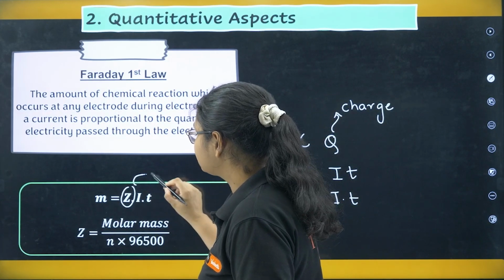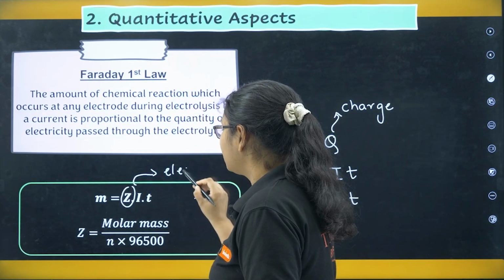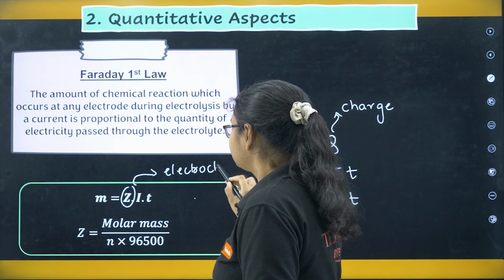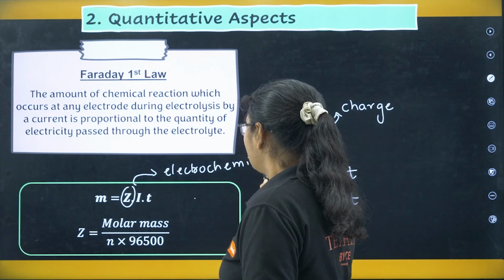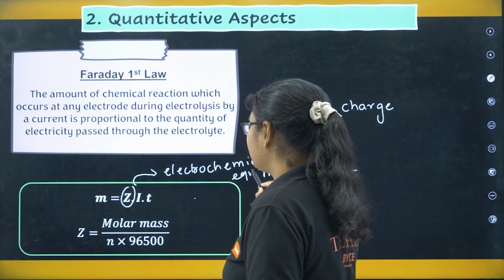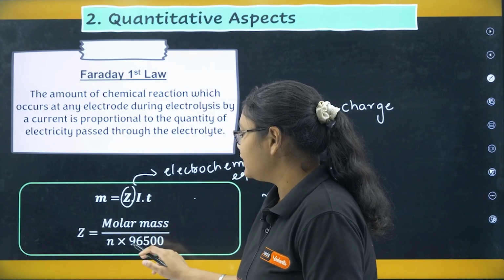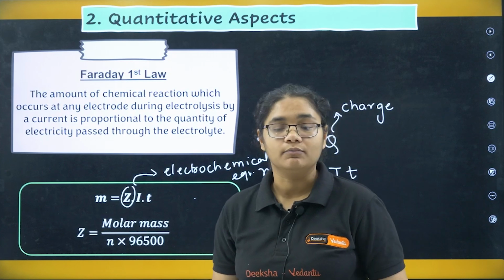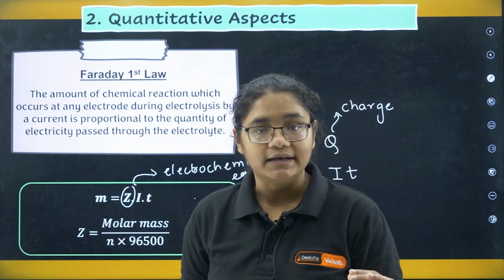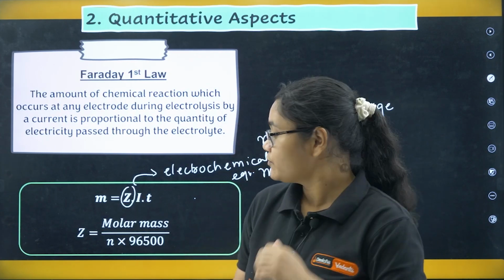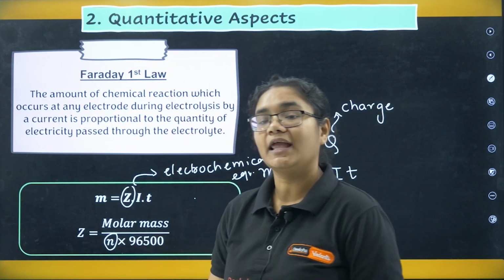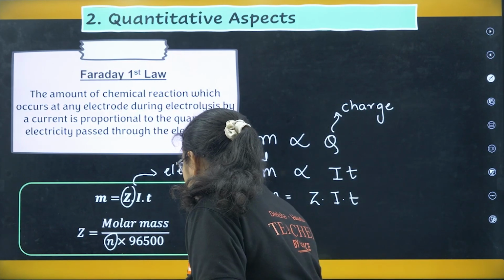Now this Z is called the electrochemical equivalent. And what is it equal to? Molar mass divided by N into 96500. What is this N here? N is the number of electrons involved.